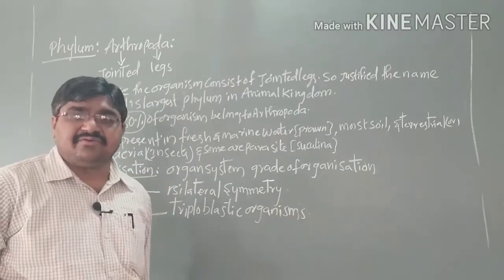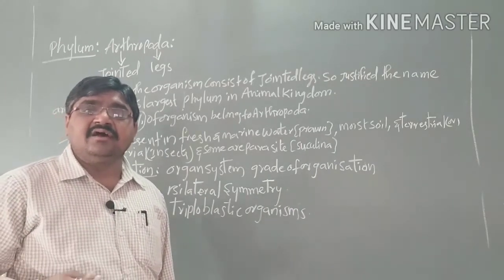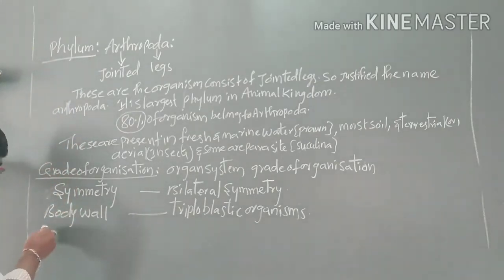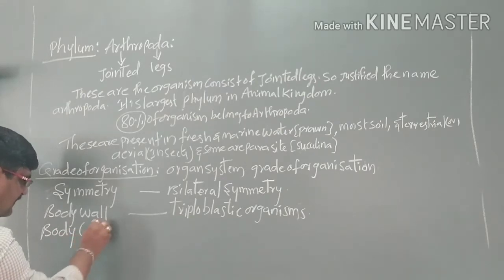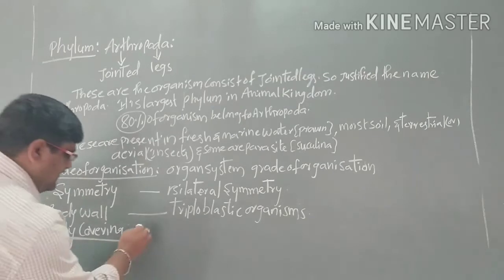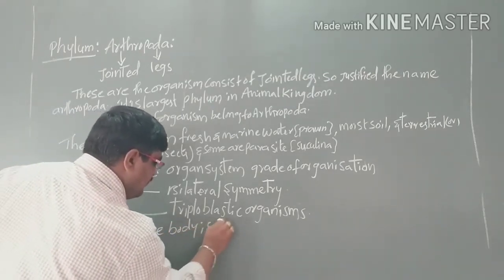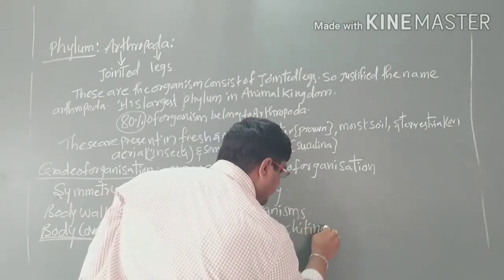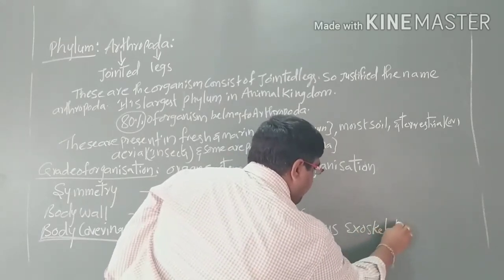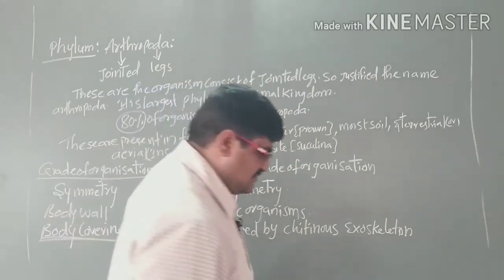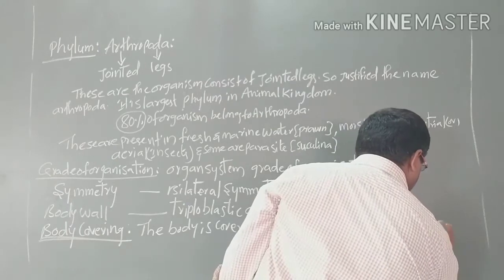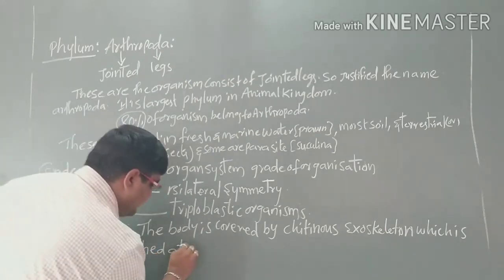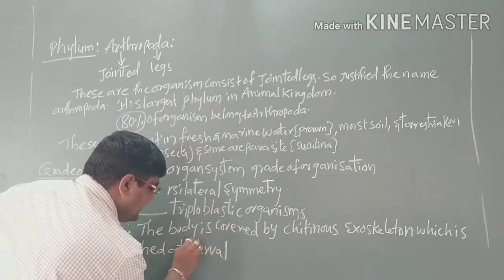The organisms have three germ layers present: outer ectoderm, middle mesoderm, and inner endoderm. So we can call them triploblastic organisms. And if you see here, the body coverings: the body is covered by an exoskeleton, a chitinous exoskeleton, which is shed at intervals.